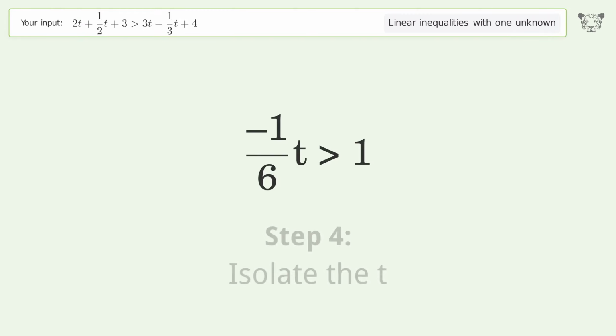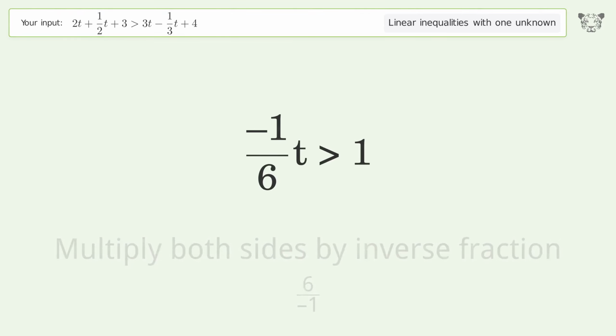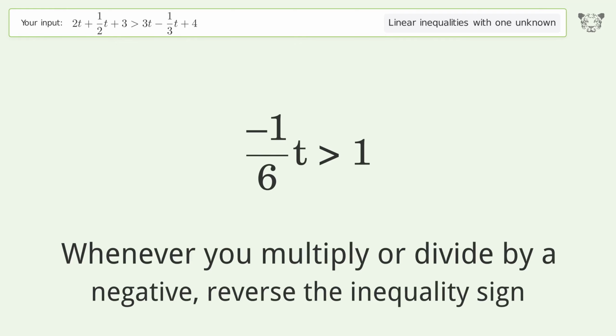Isolate the t. Multiply both sides by inverse fraction 6/(-1). Whenever you multiply or divide by a negative, reverse the inequality sign.